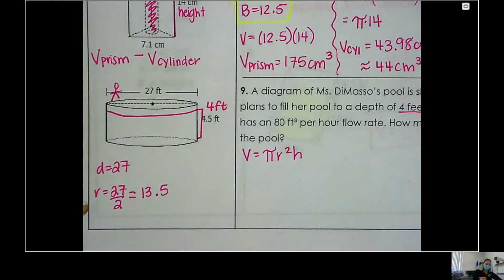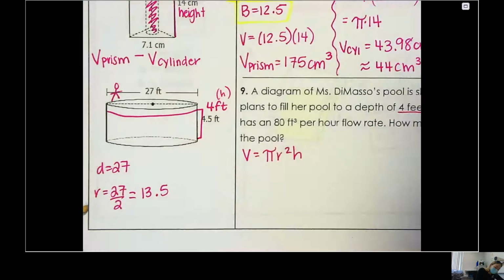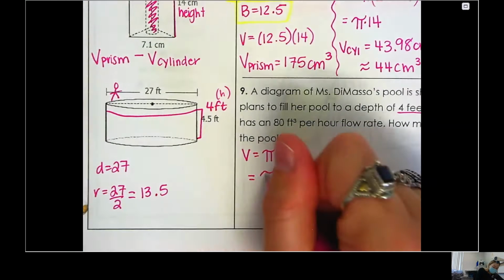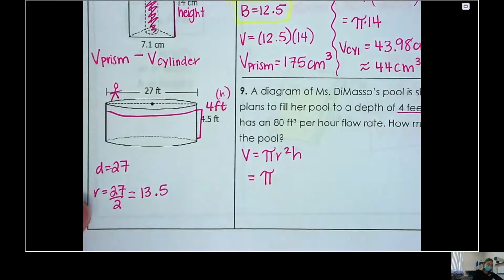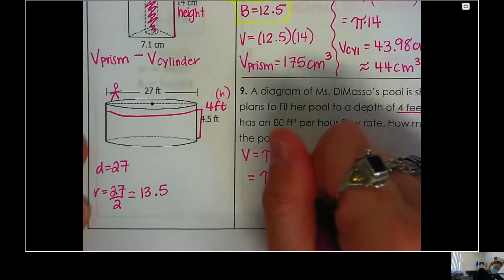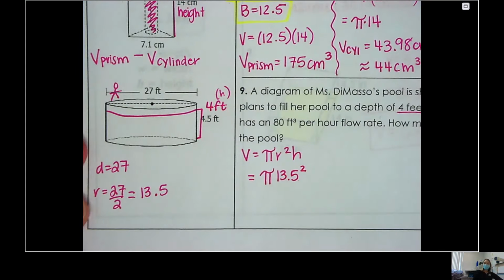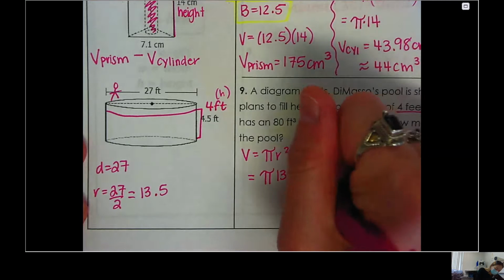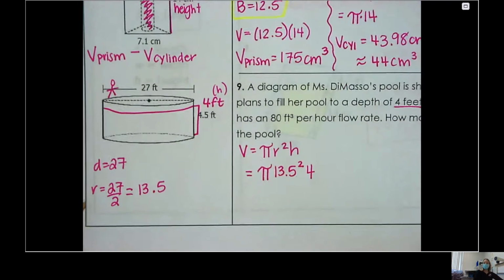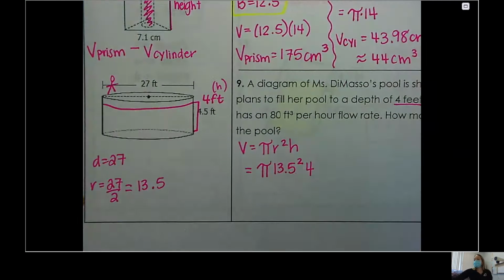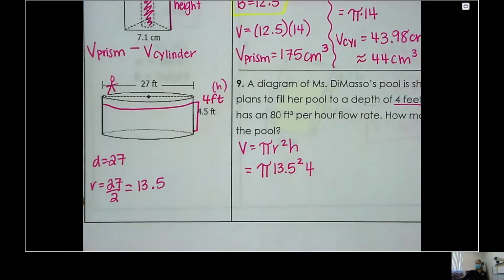All right, so let's just plug in our numbers. So 4 feet was my height. So my volume is pi times my radius squared, 13.5 squared, times my height, which is 4. Okay, so all you have to do is take those numbers and put them into your calculator. All right, I'm going to let you do it. We'll see if we get the same answer. Put them in your calculator, see what you get.